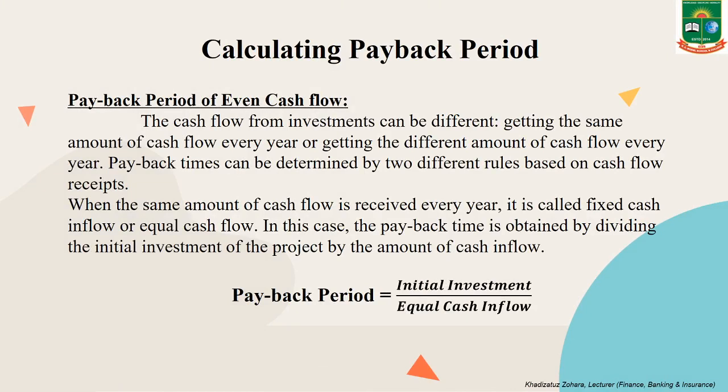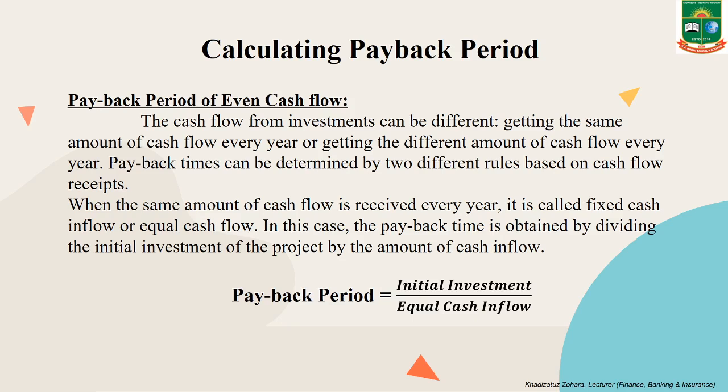Payback period can be calculated by even cash flow or by uneven cash flow. At first, we are seeing payback period of even cash flow. The cash flow from investments can be different, getting the same amount of cash flow every year or getting a different amount of cash flow every year. When cash flow is the same every year, that is called even cash flow. Payback times can be determined by two different rules based on these cash flow receipts.